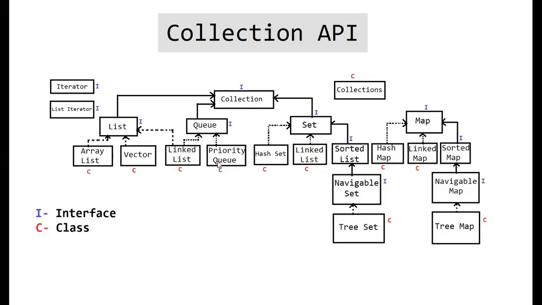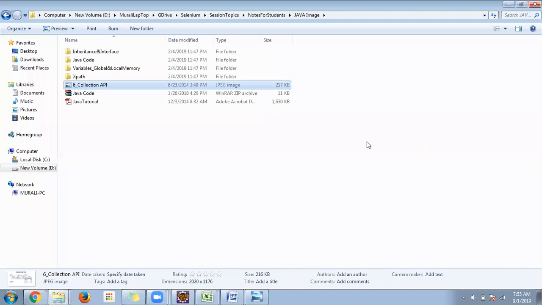At Queue level we have PriorityQueue. Then at Set level we have HashSet. At Map level we have HashMap. Here also LinkedHashMap. Then SortedSet, SortedMap. NavigableSet, NavigableMap. TreeSet, TreeMap. This is the collection API. These are the things we are going to see here. There are a lot more things than this, but we will be using very little in our Selenium. So that's why in Selenium it is so easy for us to use the collection API. So I'll just open Paint.